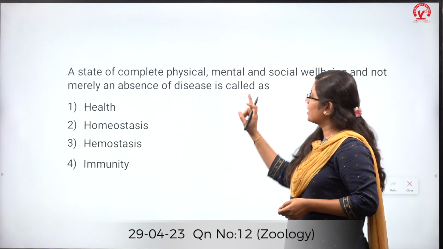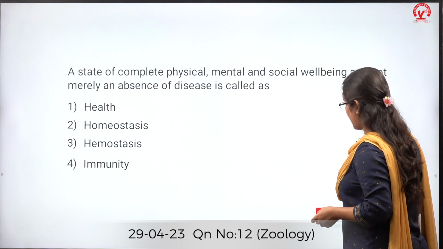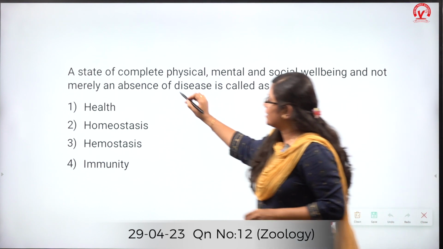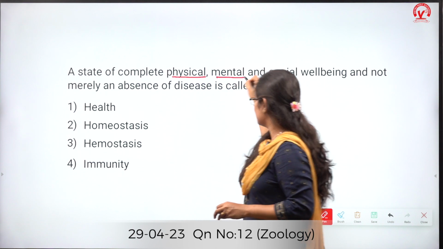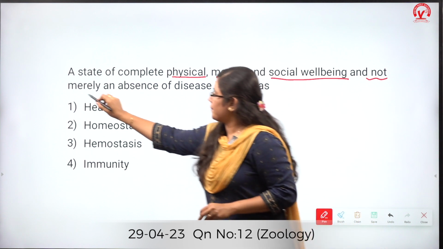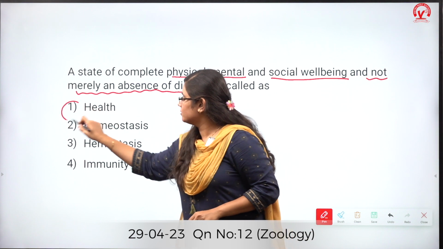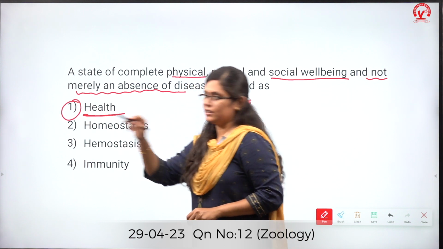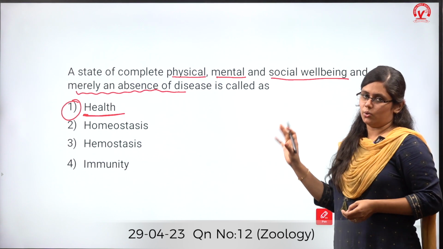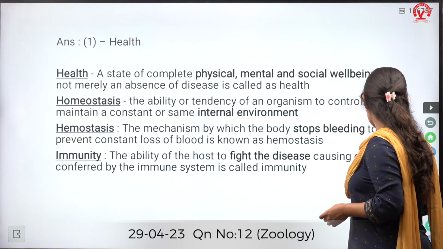A state of complete physical, mental and social well-being and not merely an absence of disease is called as. So here they are asking a definition. The correct option will be option 1, health. So this is the correct definition of health according to WHO. You have to remember this. Coming to the other options, the definitions of the other options are given here.